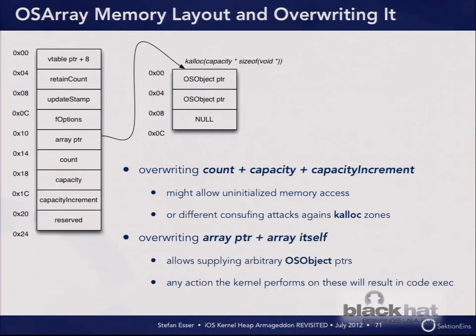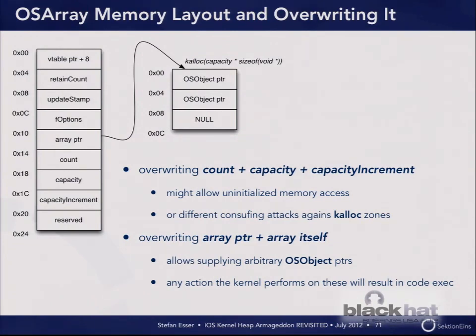The next thing that's interesting is the OS array memory layout. This is a little bit more complicated, so you have far more properties in this case. One of these properties is the array pointer, which is also allocated with kalloc. It allocates capacity times the size of a void pointer. So basically, it allocates a table of pointers that all point either to null, if there's nothing in there, or to another object.